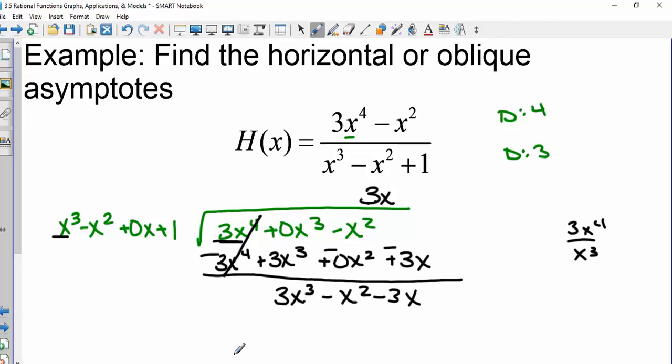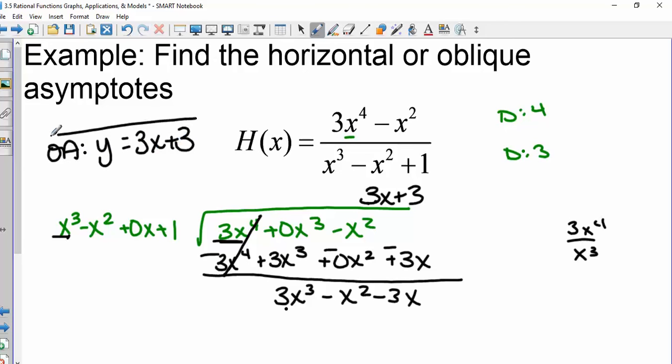Okay, so then we just have one more step. We're back to the divide step. What is 3x to the third divided by x to the third? 3. That's all we need, because we're trying to get a line, y equals mx plus b. We've got it, 3x plus 3. So we have an oblique asymptote. It is y equals 3x plus 3.